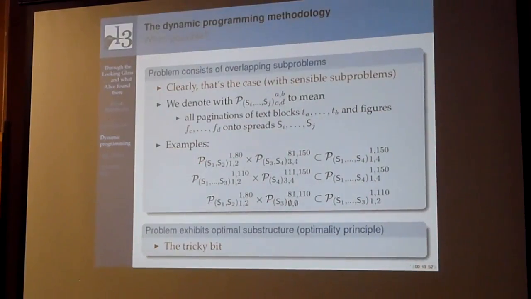So all these problems overlap. In other words, once we have looked at the first 2 pages and have put something into them, there are many possibilities for how to do the other pages without changing anything on the first 2. And this means that if we look at the whole pagination, we have a lot of problems that have common subproblems. So this is the case in typesetting and in pagination. We have these overlapping subproblems.